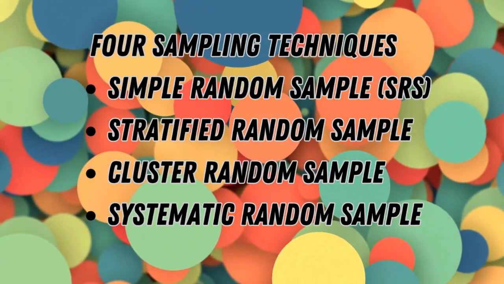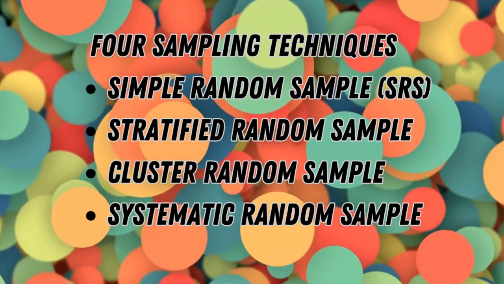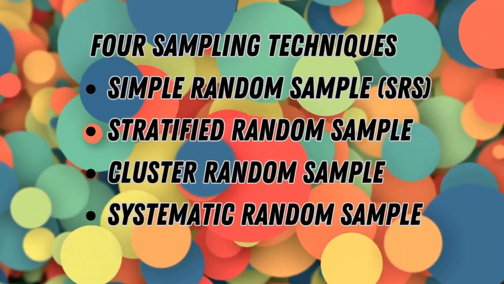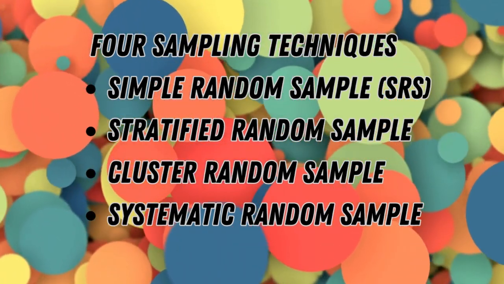Now, there are 4 ways that we could select really good random representative samples. The first is a simple random sample. The second is a stratified random sample. The third is a cluster random sample. And the fourth is a systematic random sample. Let's talk about each of them right now.